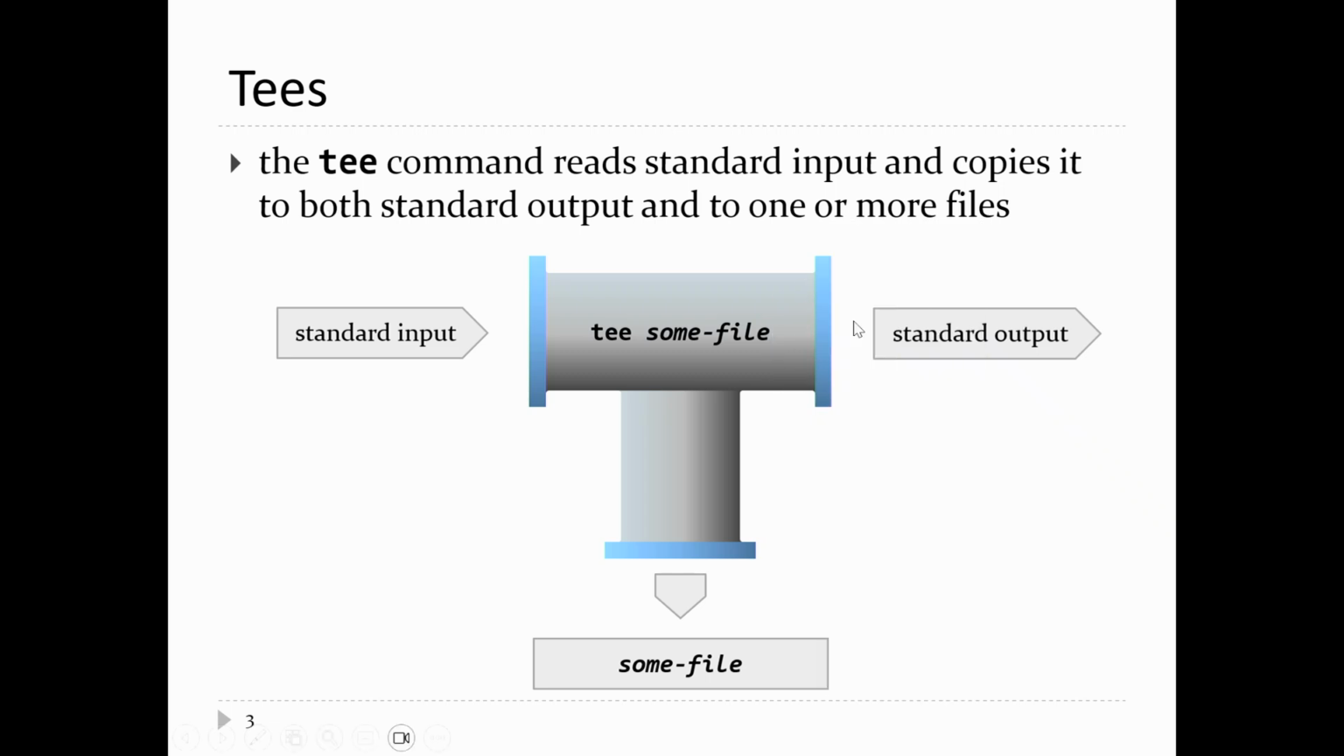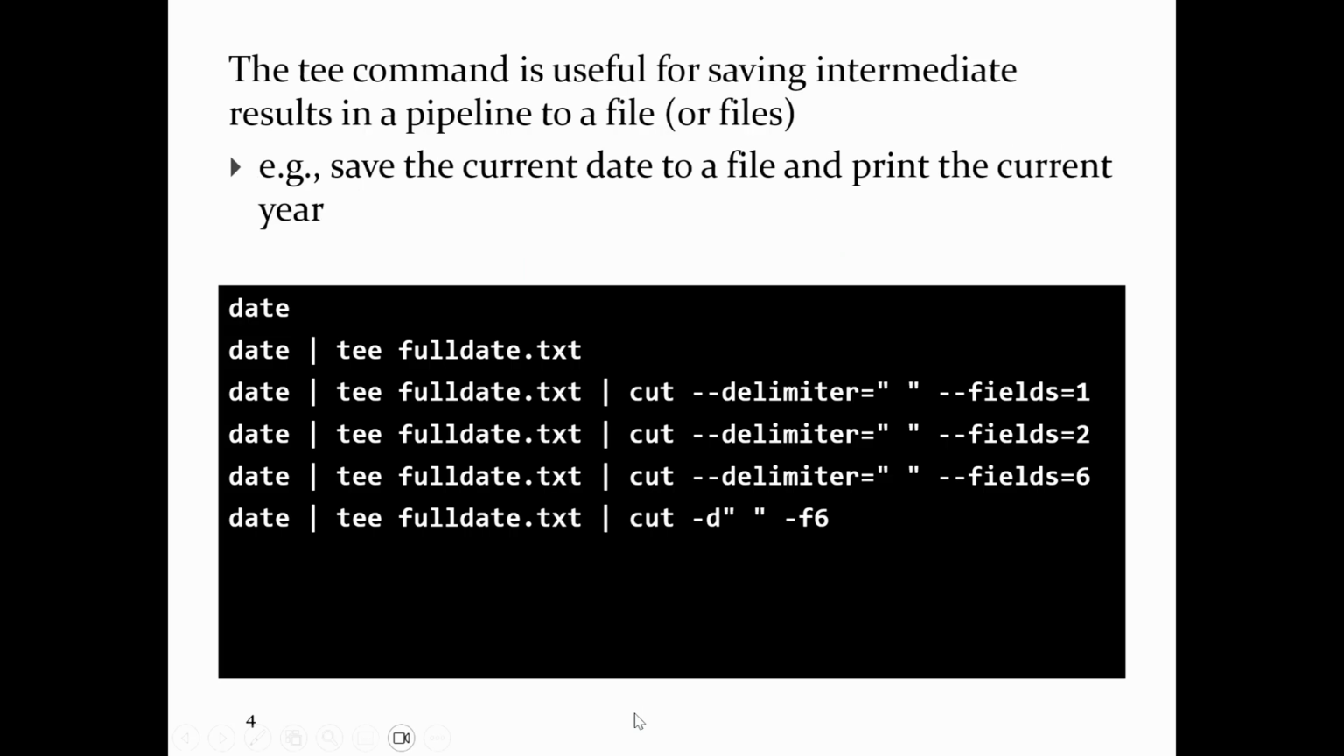Sorry, I have a busted control key. Okay, so this lets you continue sending the output from this command further down the pipe, and it also lets you save whatever this output was to a file. The T command is particularly useful when you're trying to save intermediate results of a pipeline to a file or files.